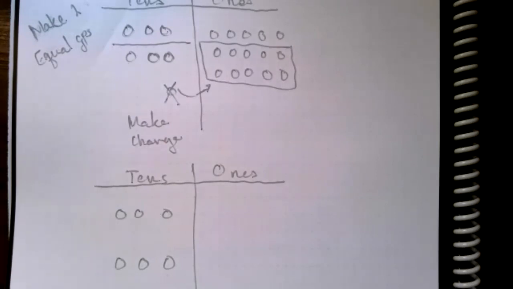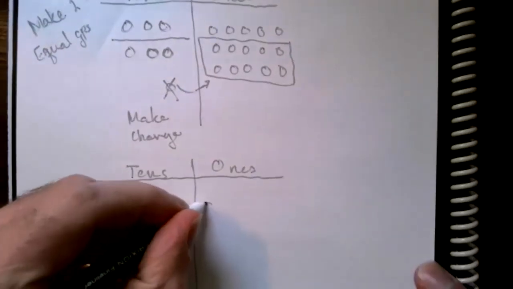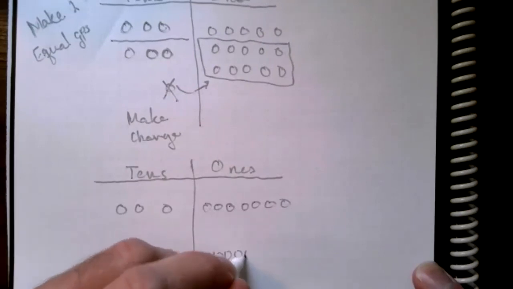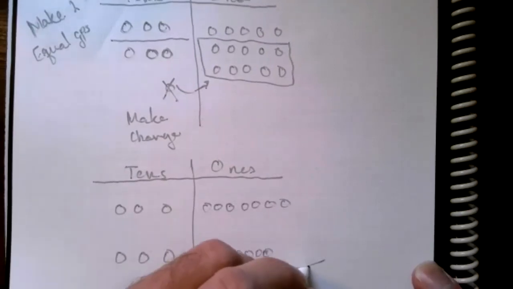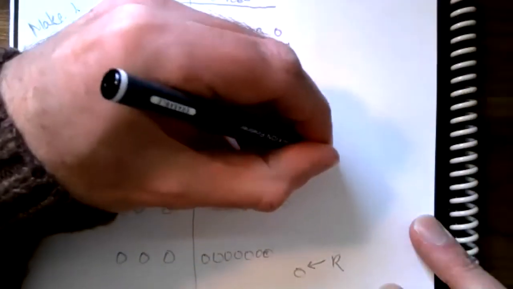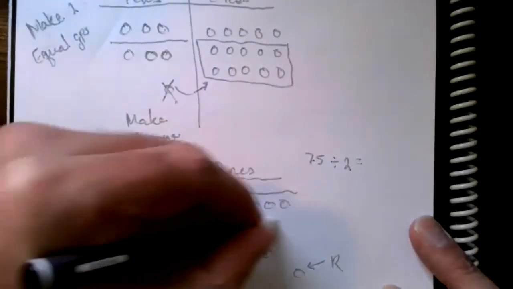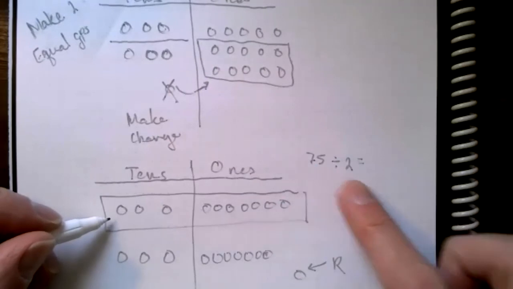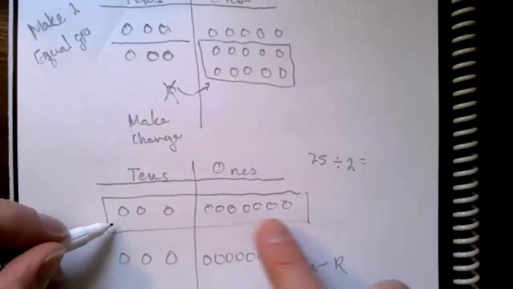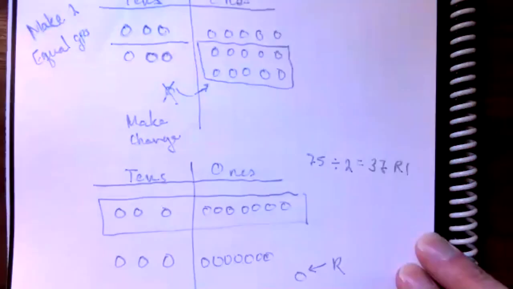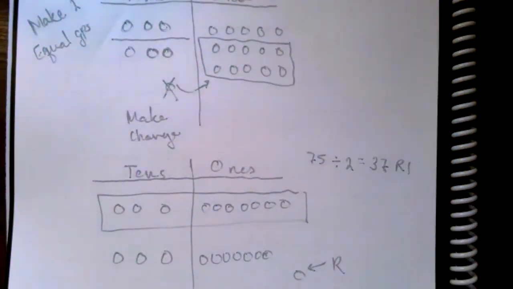7 in each group and 1 left over. 7 in each group, 1 left over. 1, 2, 3, 4, 5, 6, 7. 1 left over. That's my remainder. Remember, the model should show us the answer. Okay, there's your answer. You're making 2 equal groups. Well, the groups are 3, 7. 37, remainder 1. Okay, so that's how the chip model works for division.